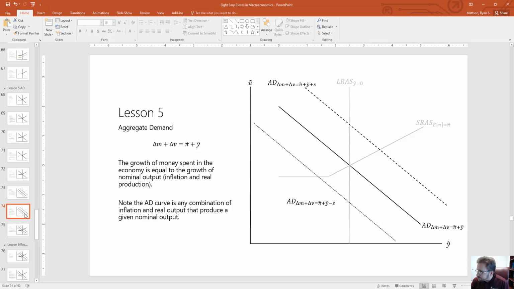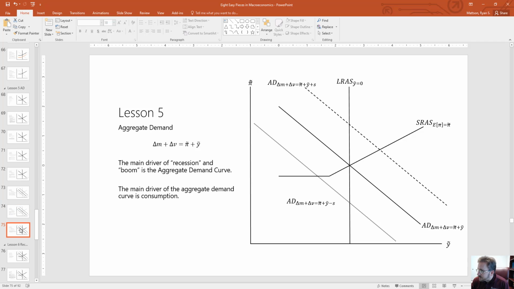The main driver of these expansions and contractions, or booms and recessions in the business cycle, is going to be this aggregate demand curve. And we'll see how those shocks will interact with our short-run supply curve and our long-run supply curve. Now, an expansion would be this pushing out of this aggregate demand. A contraction would be the pulling in of this aggregate demand. And this is the framework we will use to explain what happens during a recession or a boom.